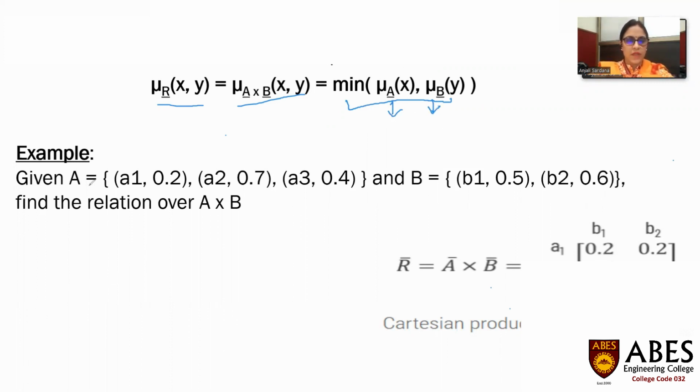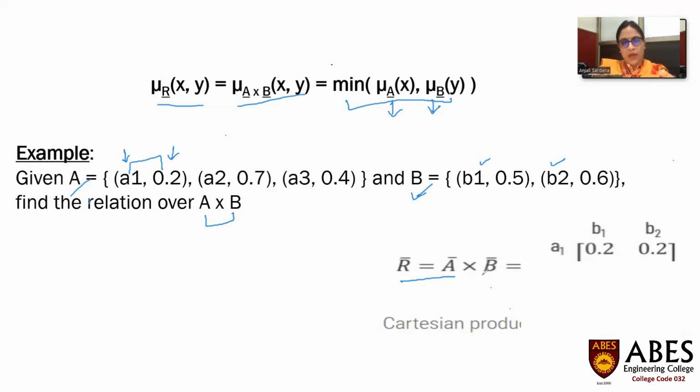If I take an example here, say we have two fuzzy sets, set A and set B. We have three elements in set A, naming A1, A2, A3, and two elements in set B, naming B1 and B2, with their respective membership values. An ordered pair here, in the fuzzy set, means the element and its respective membership value. For element A1, we have membership value 0.2. For A2, we have 0.7. For A3 it is 0.4. Similarly, for fuzzy set B, we have elements B1 and B2 with membership values 0.5 and 0.6.